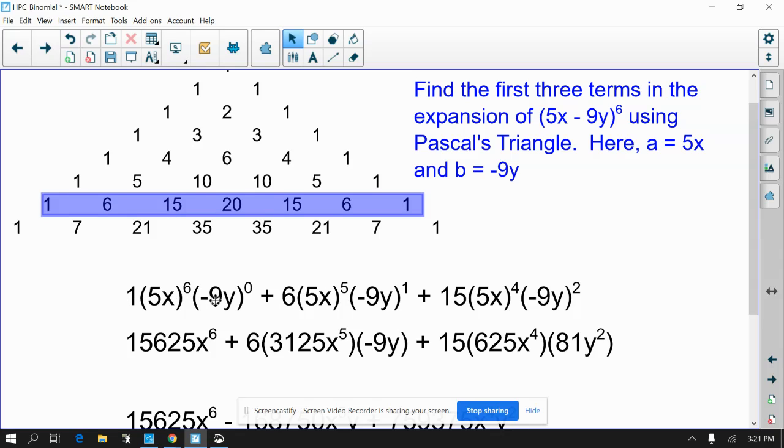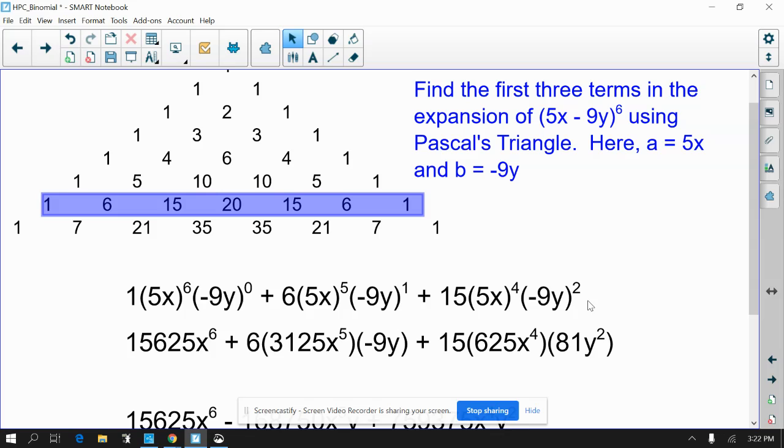And for each term, there are only 3 terms because I'm only going to find the first 3. I've got an A and a B, A and a B, A and a B. The A starts off the biggest, A to the 6th, because it's being raised to the 6th, and then B to the 0. And then the A goes down, the B goes up. So A to the 5th, B to the 1st, A to the 4th, B to the 2nd.